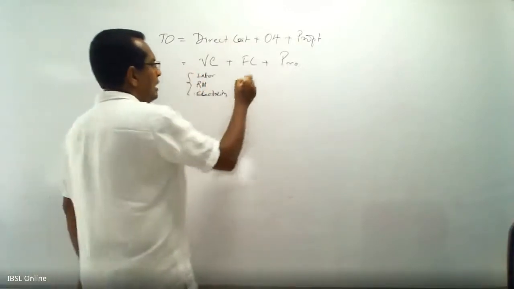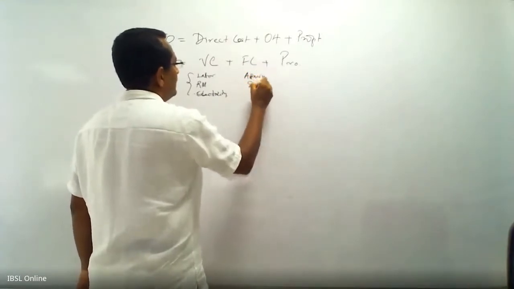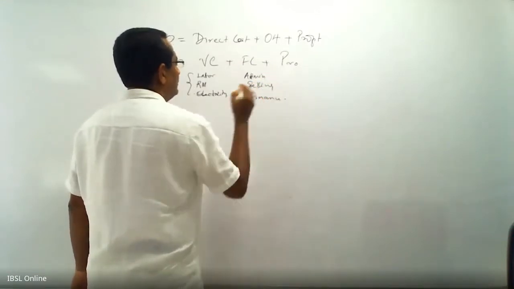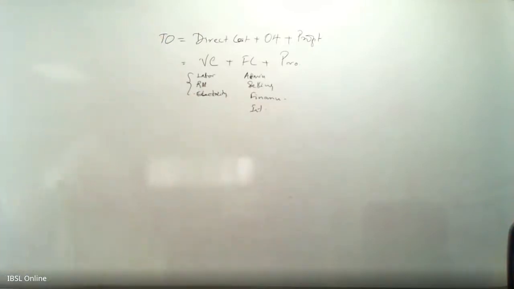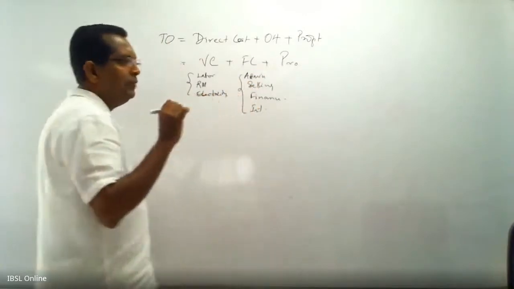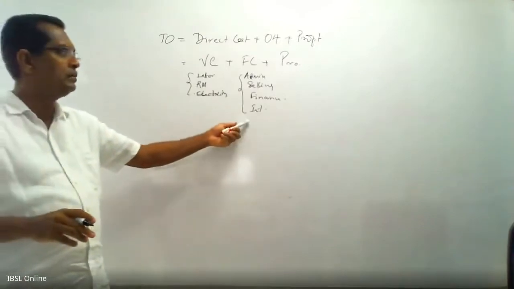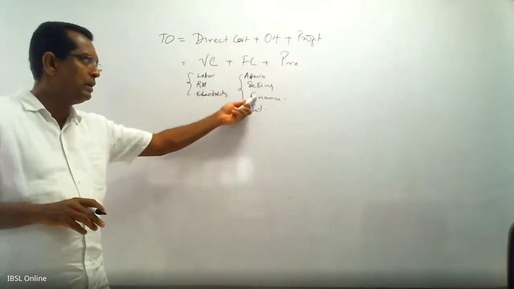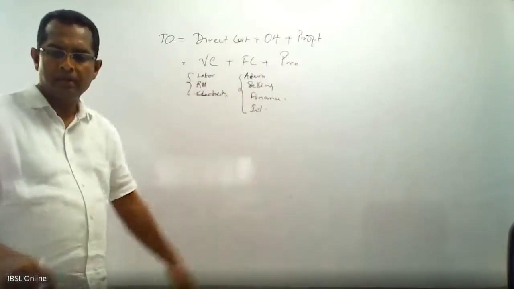This is administration overhead, selling, finance, interest, those things. Right? These are the fixed costs. Whether you produce or not, whether your production facility is open or not, you have to incur this cost. So it is fixed. You sell 1 unit, still you have to incur everything. You sell 1000 units, still you have to incur the same thing. Right? So this is the cost.